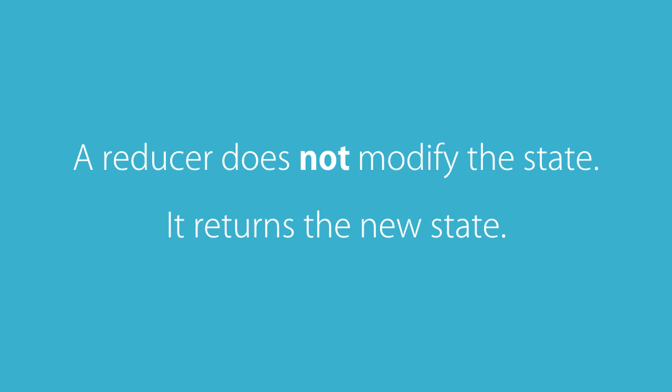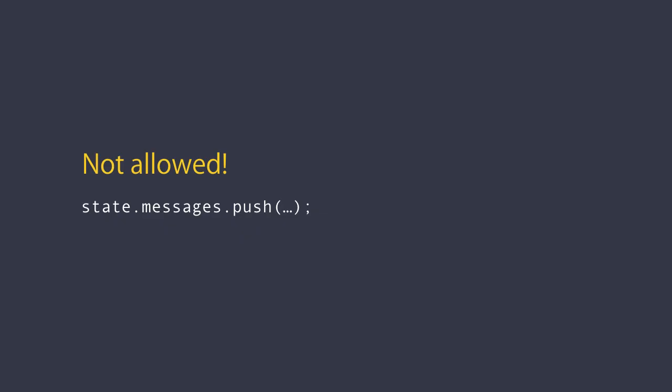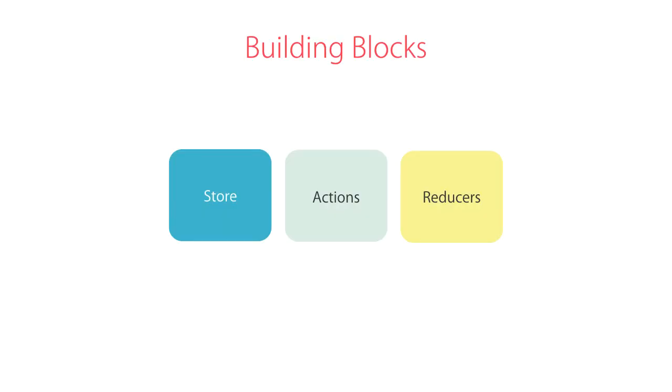Now, what is critical here is that the reducer does not modify the state. It only returns the new state. And then the store will internally update the state. So nowhere in the application we're going to directly modify the state. This is the responsibility of the store. It keeps the state and updates it whenever necessary. So these are the building blocks of Redux.